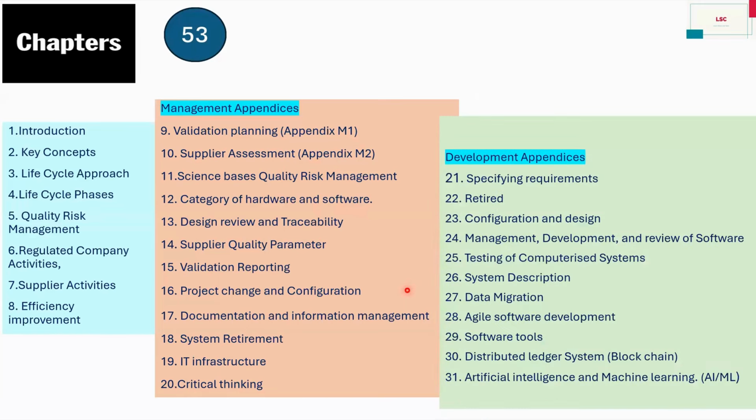And then the development appendix. In the development part: specifying requirements, configuration and design, management development and review of software, testing of computerized systems, system description, data migration, agile software development, software tools, distributed ledger systems, and artificial intelligence and machine learning. So the management and development appendices are divided in this way.